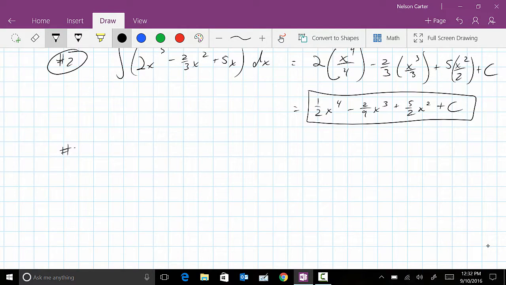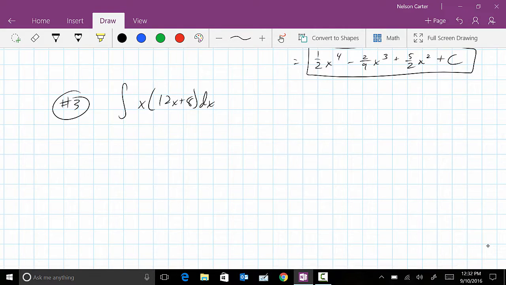Let's do another one. Okay, suppose we have something like this. The integral of x times the quantity 12x plus 8 dx. Okay, so now what I would probably recommend doing is distributing first before you integrate. This is because until Calculus 2, you do not know how to reverse the product rule, and this is a product, so even then you still would want to just distribute because it's easier.